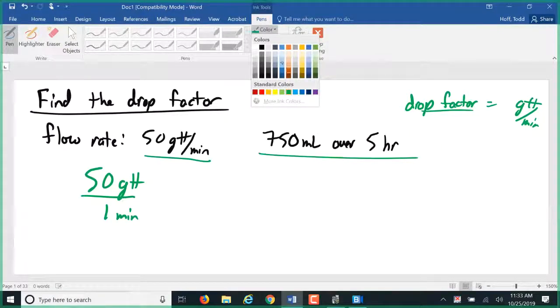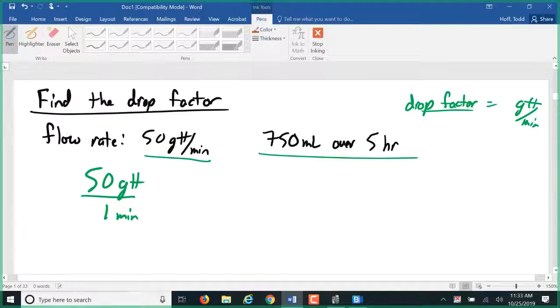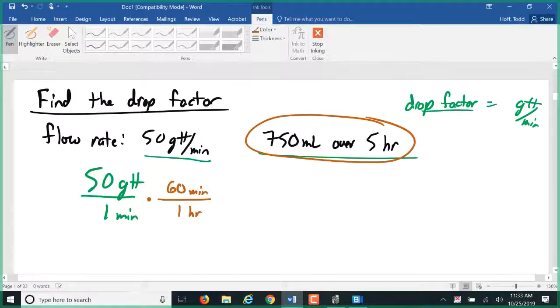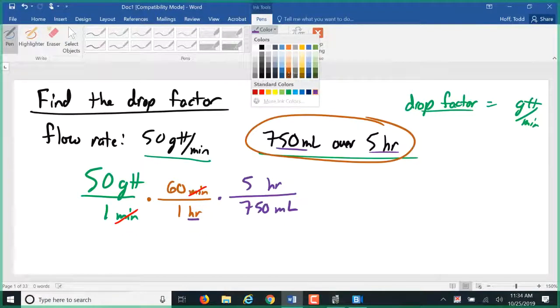Now, unfortunately, we don't have anything else that equates drops to anything or minutes to anything. But we do have this, the 750 milliliters over 5 hours, that equates hours to something. And if we have minutes, we can get it into hours. Minutes on top here, 60 minutes is equivalent to 1 hour. The minutes cancel out, and we now have it in drops per hour. From there, we can use 750 milliliters over 5 hours. Hours are on bottom here, so I'm going to put hours on top. That's 5 hours. 750 milliliters on the bottom. The hours have canceled out.